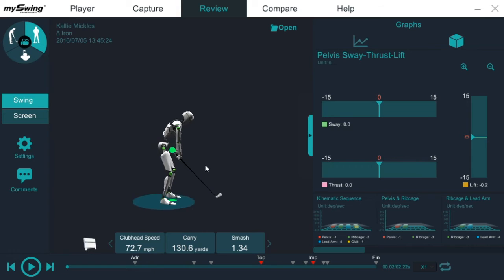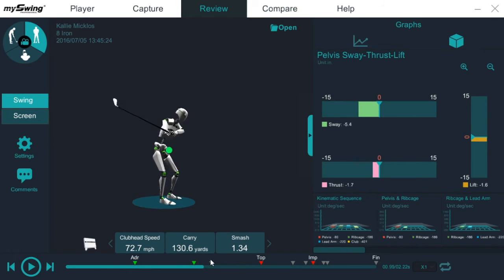Okay, we'll take a look at thrust. Thrust needs to be looked at again from a down the line angle. It's the movement of the pelvis toward the ball and away from the ball. We'll scroll it back and you can see she's moved. It's a negative number, so she's moved 1 inch away. She's moved 2 inches away, and then she stabilizes when she starts to rotate, and it pretty much stops there at about just over 1 inch away.